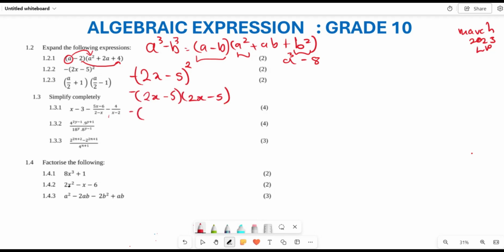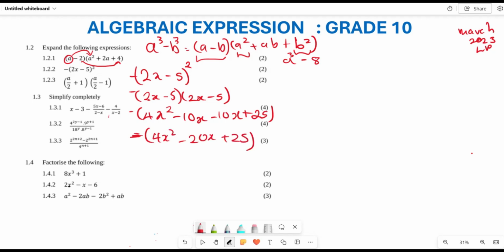This is the same as negative into bracket. What is 2 multiplied by 2? This is 4x squared. And then 2 multiplied by x, this is the same as negative 10x, right? And then this and this gives us also negative 10x. And then 5 multiplied by 5, this is going to be positive 25, right? So from here, this is the same as negative into bracket 4x squared minus 20x, this is going to be plus 25.